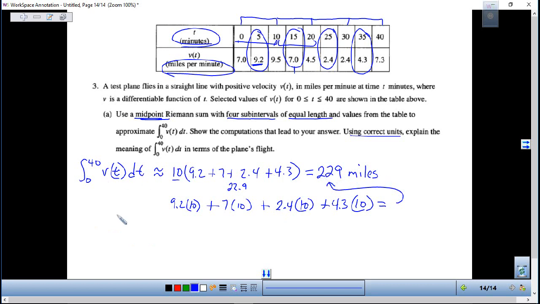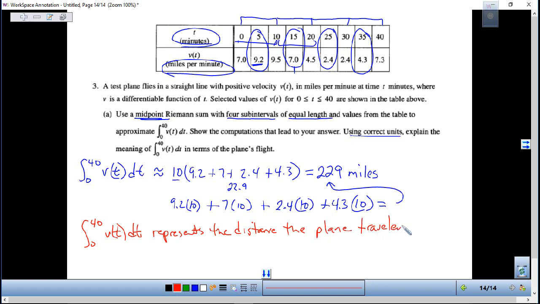Now, what does this thing mean? Well, the integral from 0 to 40 of v of t dt represents the distance the plane traveled over t equals 0 to t equals 40 minutes. Okay, that would be enough.